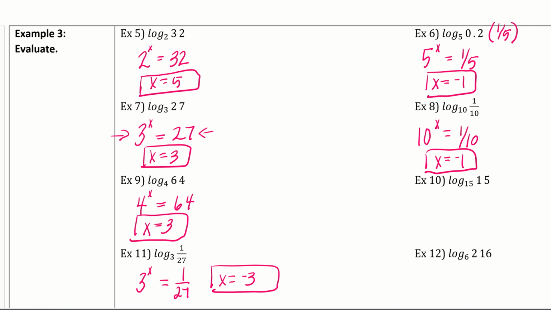Example 10, log base 15 of 15. So this one's a little different. The base is 15. Raised to what power will give me 15? Well, that will be 1.